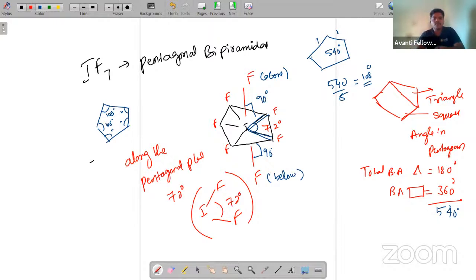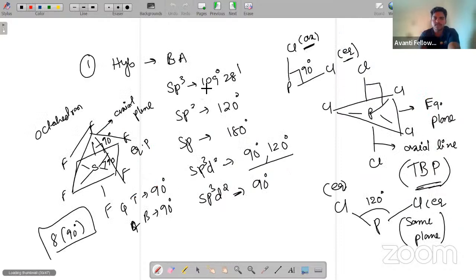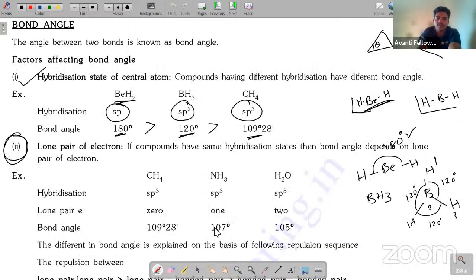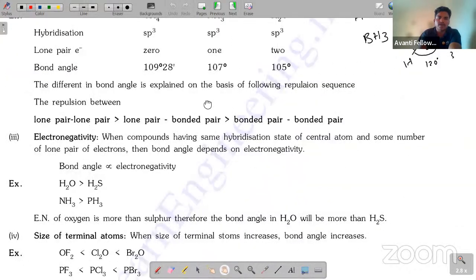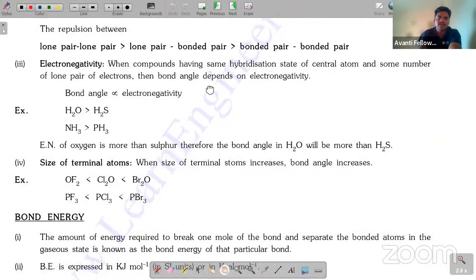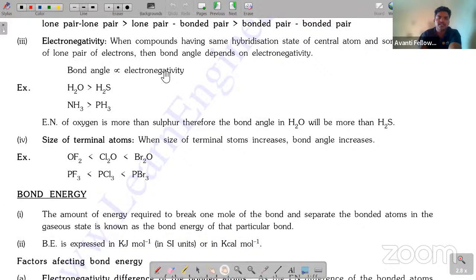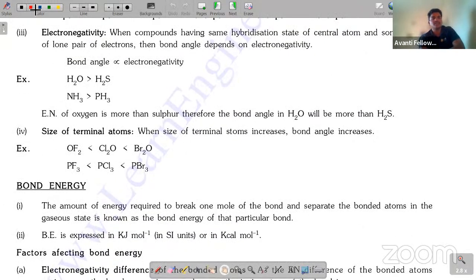Now, next, if I move on. So lone pair repulsions increase, so the bond angle decreases. Next is electronegativity. Most important is electronegativity. So bond angle is directly proportional to the electronegativity. The more electronegative, the more the shared pair of electrons, the more the bond length, and the more the bond angle.